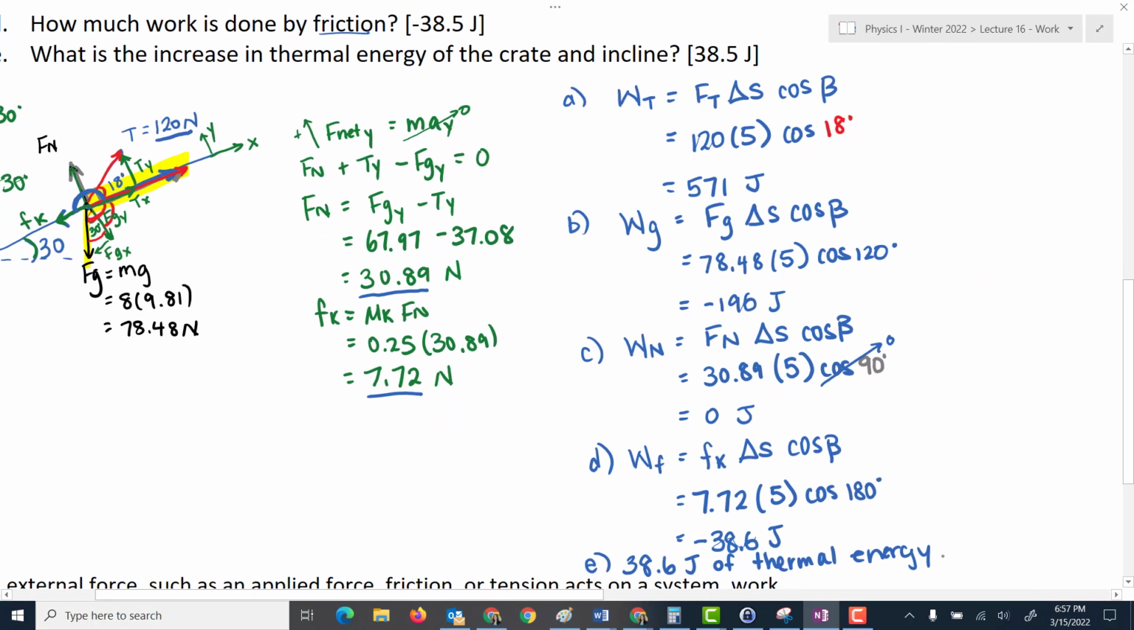Okay, so that's the increase of thermal energy of the crate and the incline. Basically the crate itself and the surface below it are getting heated up because of friction. The two objects are rubbing against each other, causing friction, making everything heat up, and that's producing thermal energy, or just heat. So the work done by friction will be negative. The amount of thermal energy produced will be the positive value of the work done by friction.